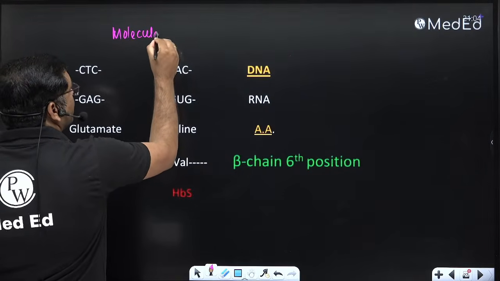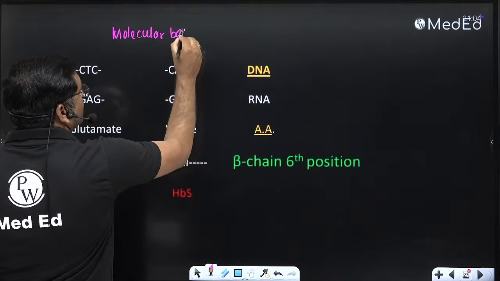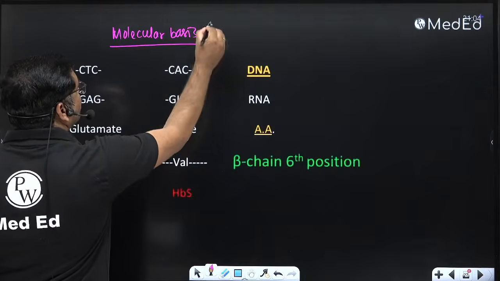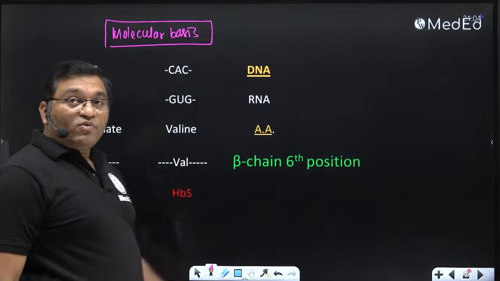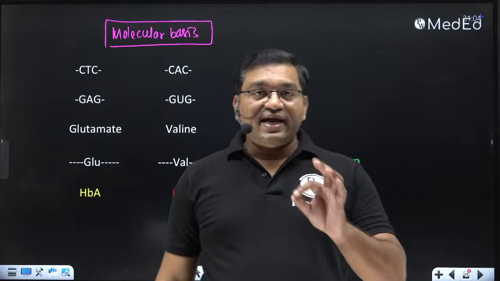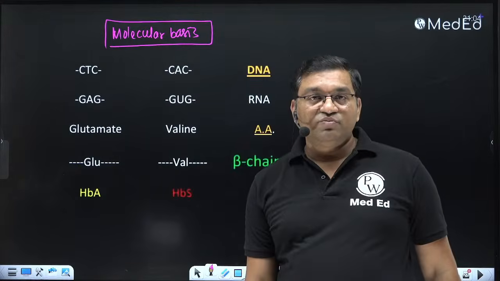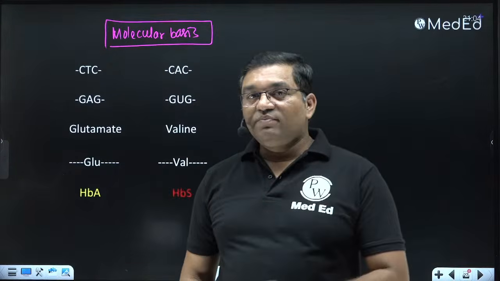Sickling क्यों होती है? Molecular basis of sickle cell anemia. Here there is a point mutation, a partially acceptable missense point mutation.